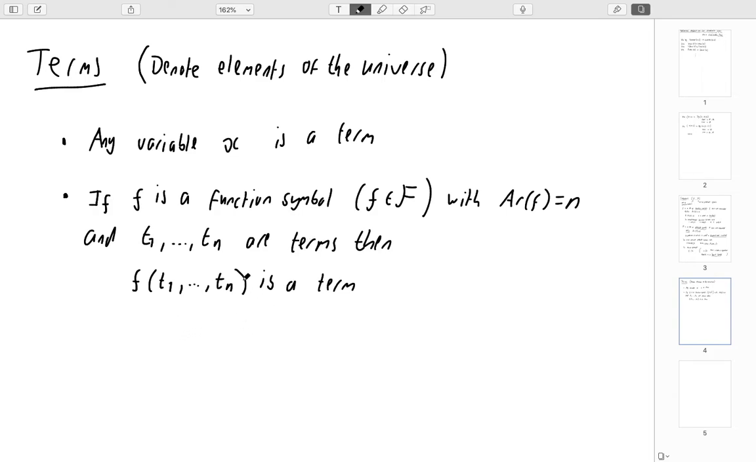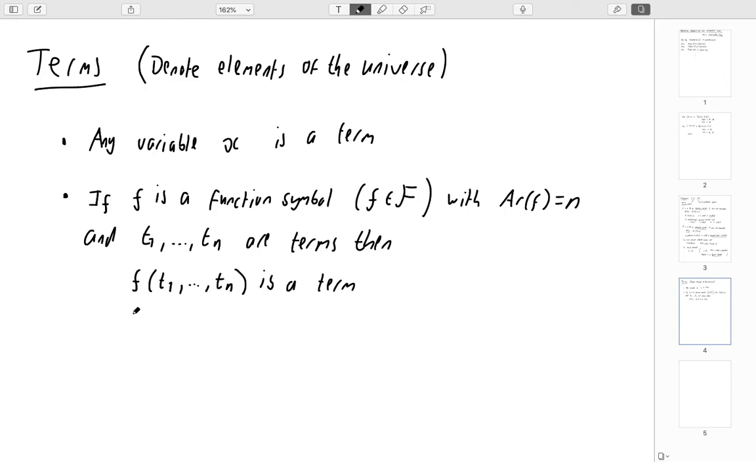So in particular, in the case that f is a constant symbol, it expects no arguments, so we vacuously don't need to supply terms t1 through to tn because n is 0. If you were very strict about it, you might say it should be f open brackets, close brackets, but of course we won't write that. We'll just say that in that case f itself is a term, just like 0 was a term and 1 was a term.